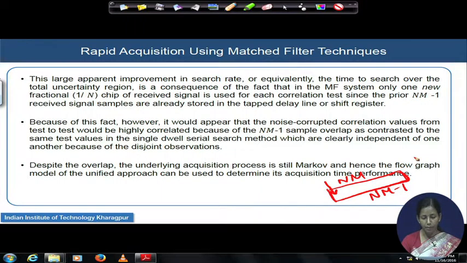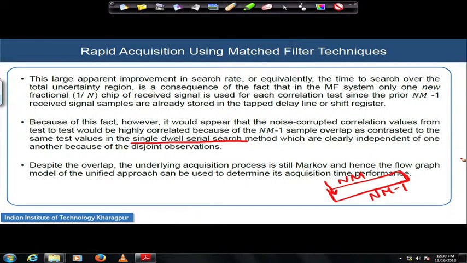So it may happen, and one can argue on the fact, that the noise corrupted correlated values which were there for capital N into M minus 1 samples will now get highly correlated over the time duration, because they are not changing every time, only one bit is changing. That part is not changing with respect to the single dwell serial search technique, where every time you are getting a completely new set of the incoming signal as well as a new set of the PN sequences.